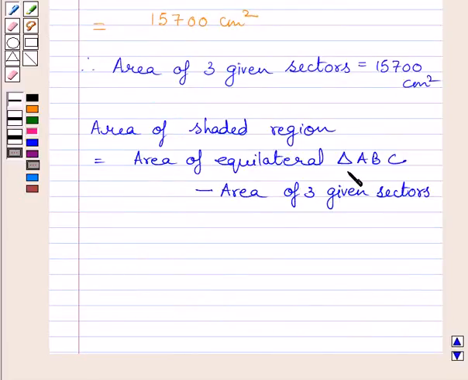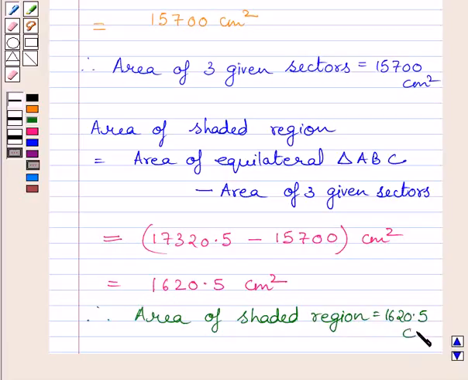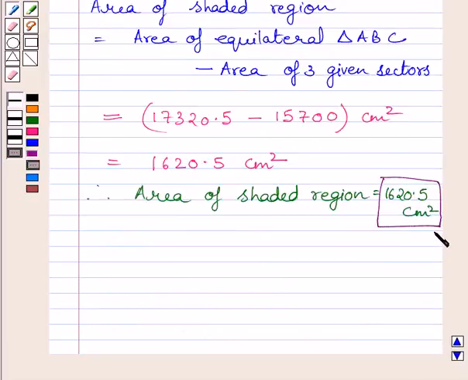Now substituting corresponding value of area of equilateral triangle ABC and area of three given sectors, we get 17320.5 minus 15700 centimeter square is equal to area of shaded region. Now this is further equal to 1620.5 centimeter square. So we get area of the shaded region is equal to 1620.5 centimeter square. So this is our required answer.